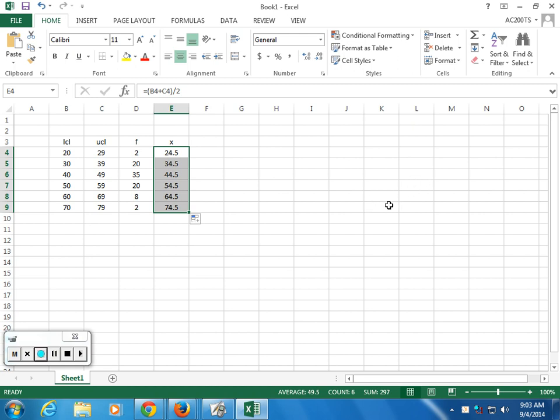Now, we already know the class width is what? 10, and class boundaries would be 19.5, 29.5, 39.5. Okay, you should already have those.